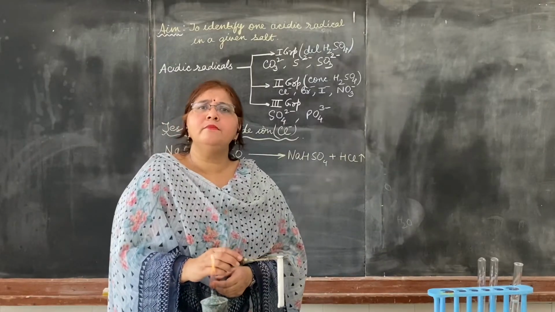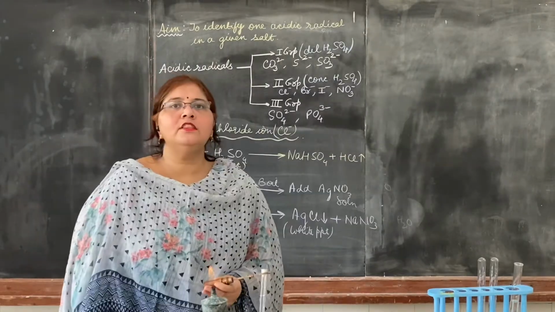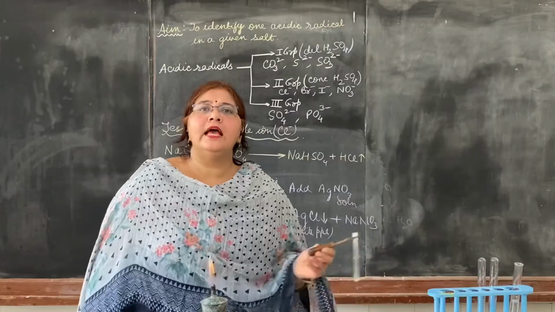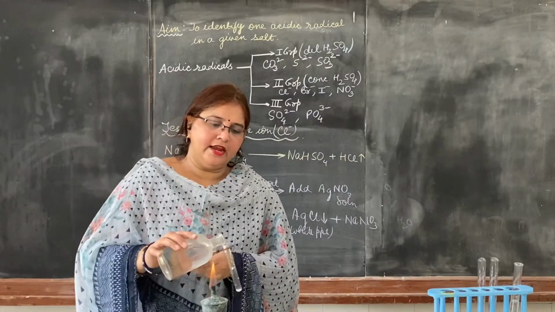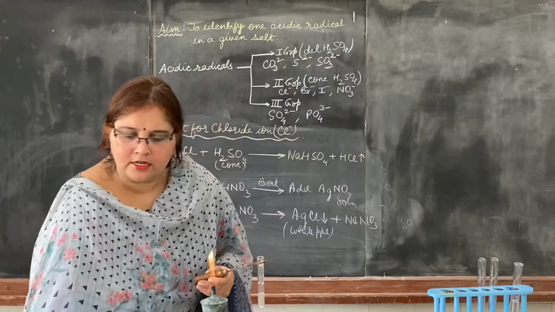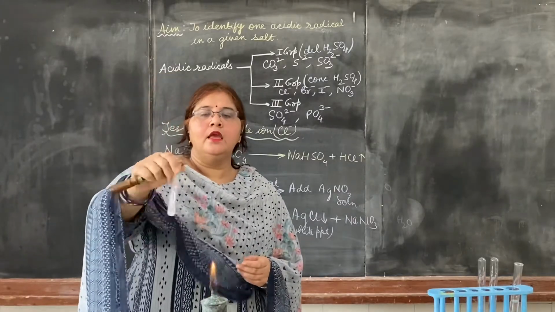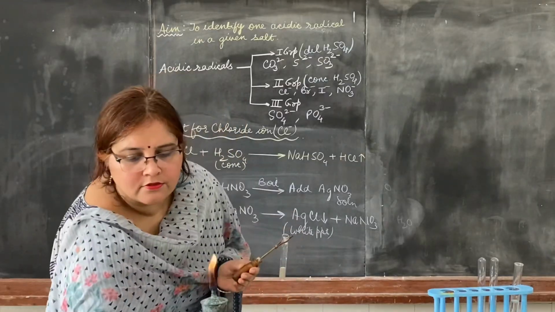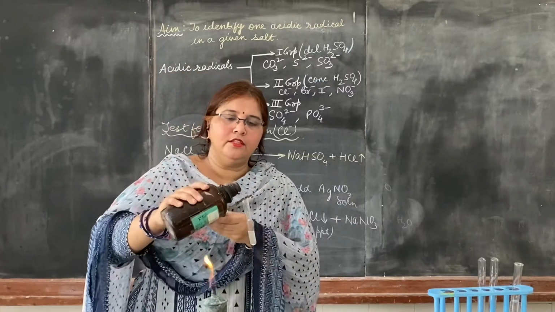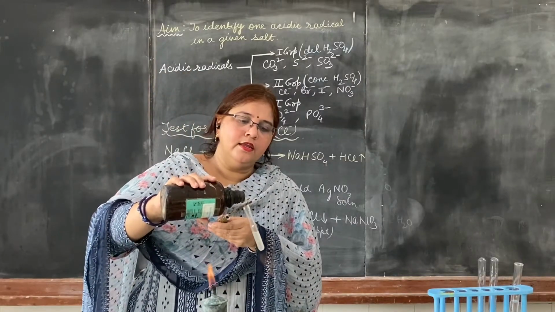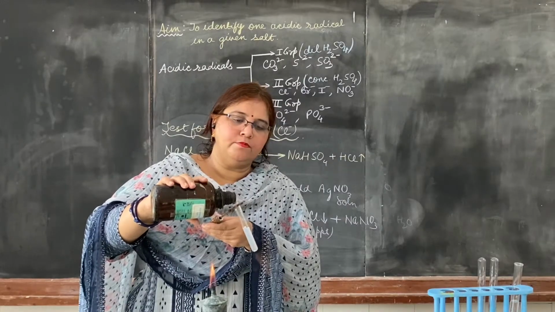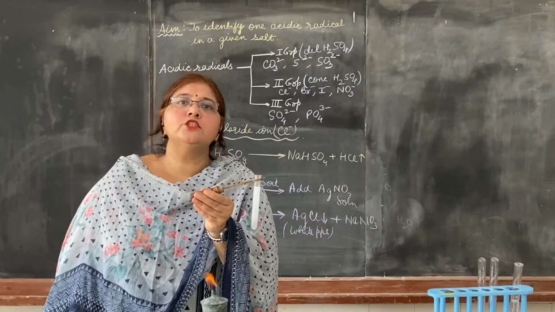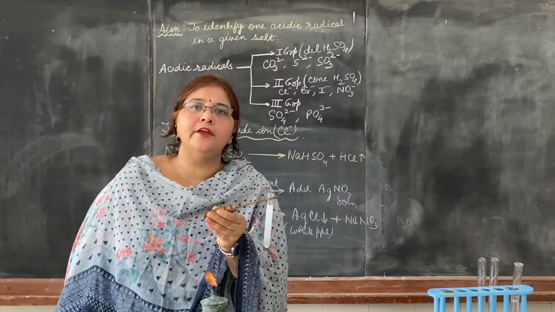Now we will do the confirmatory test for the chloride ion. For the confirmatory test, take the salt in a test tube and add dilute HNO3 to it. Just dissolve it by shaking. Then add silver nitrate solution to it. When we add the silver nitrate solution, a white colored precipitate is obtained, which is soluble in excess of ammonium hydroxide.